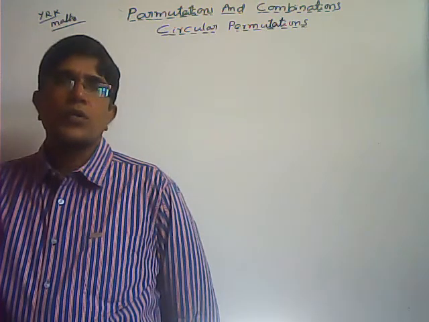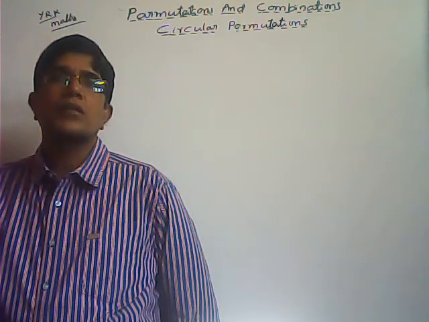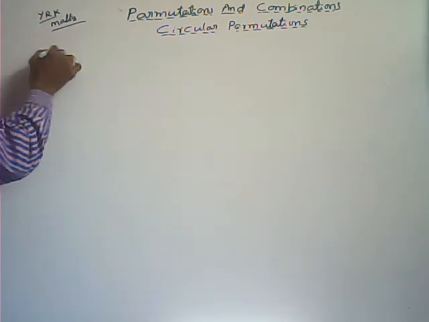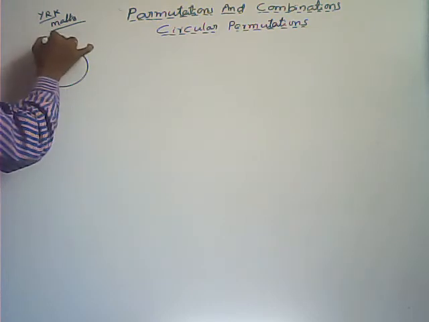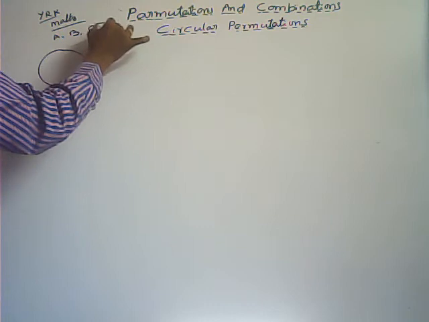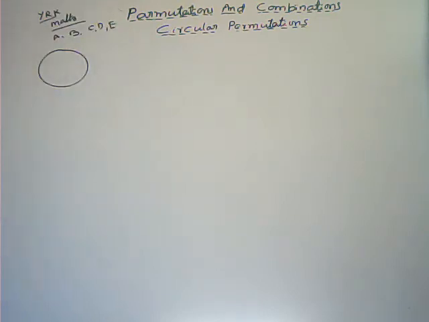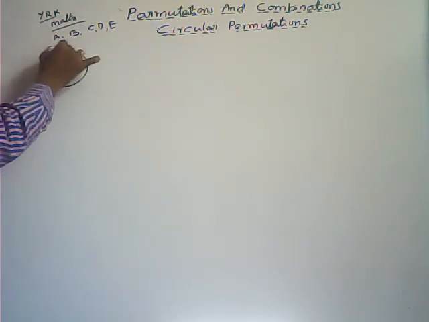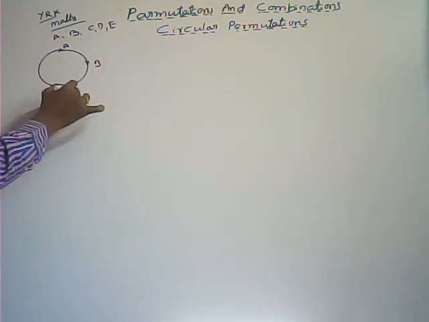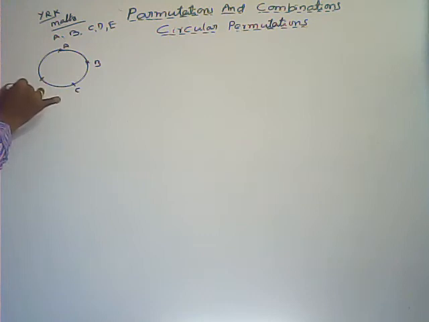In this video class, I am going to discuss circular permutations. What is a circular permutation? Let me take one example. Here, I am taking a total of 5 objects: A, B, C, D, E. I am arranging all these 5 objects in a circle only.